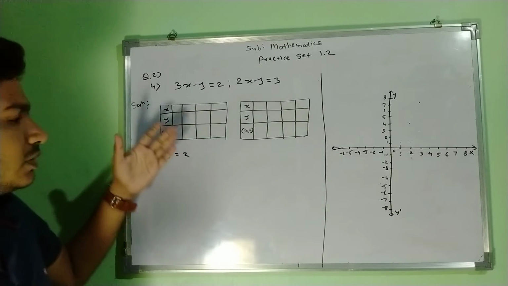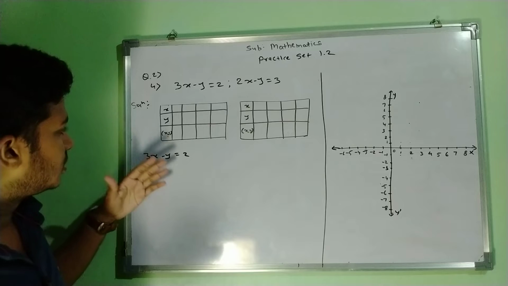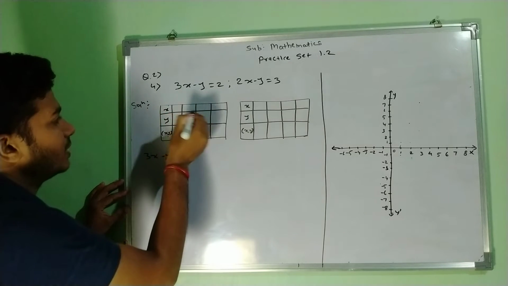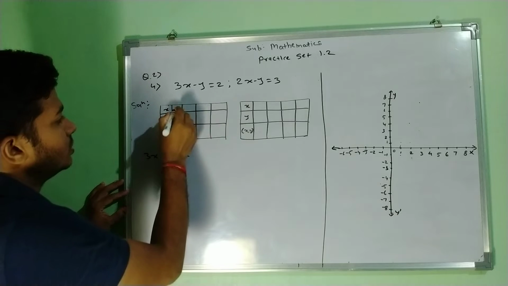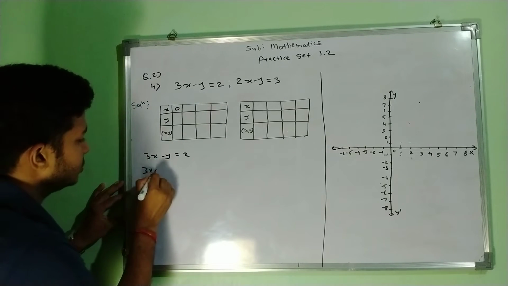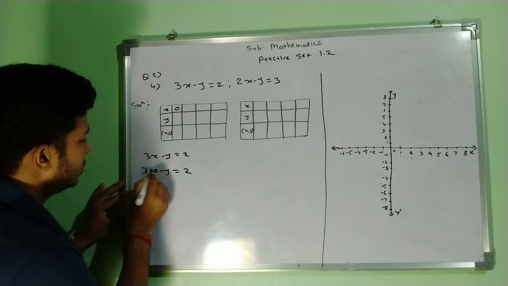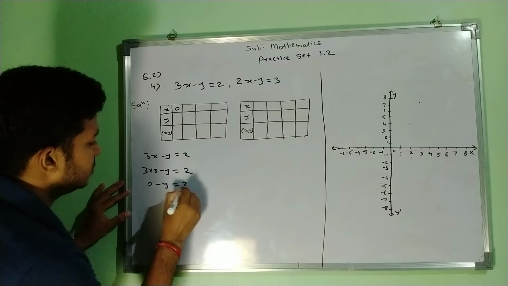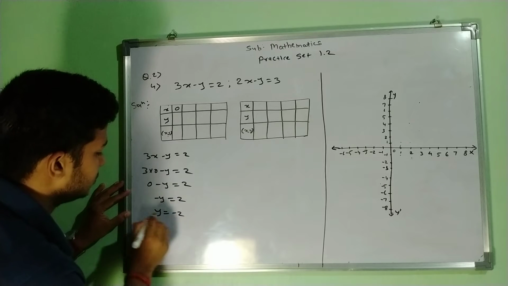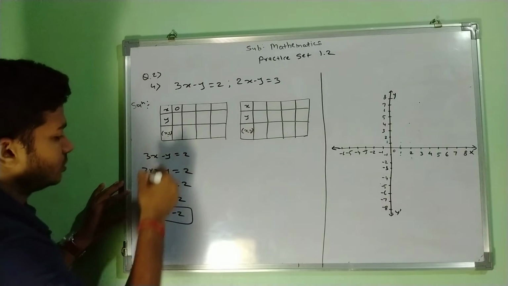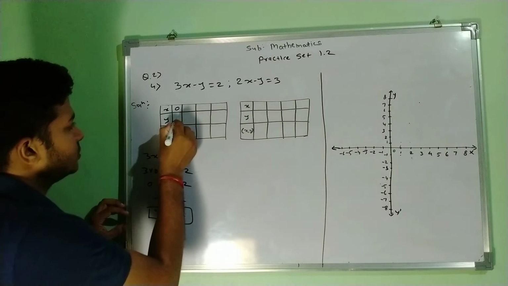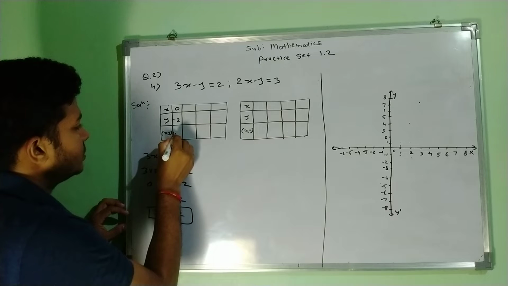Now look here, we have to take the value of x and after that we have to find the value of y. So first of all we will take the value of x as 0. After putting the value of x as 0, 3 into 0 minus y is equal to 2. 3 into 0 will be 0, minus y is equal to 2. So minus y is equal to 2, so y will be equal to minus 2. So if we are taking the value of x as 0, we are getting the value of y as minus 2. So the ordered pair will be 0, minus 2.